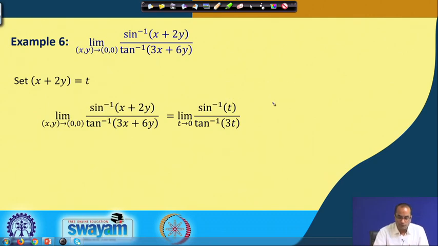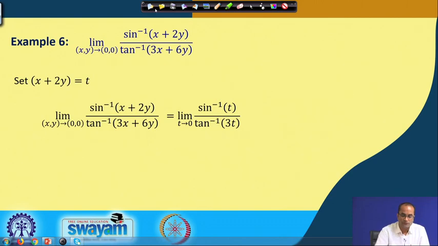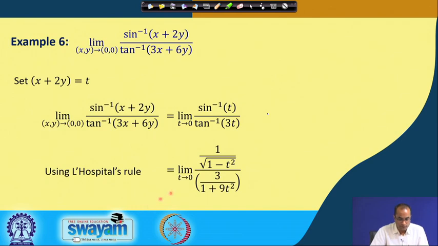apply L'Hopital's rule, which says this will be 1 over square root of 1 minus t squared in the numerator, and 3 over 1 plus 9t squared in the denominator, and then the limit as t goes to 0. As t goes to 0, we get 1 in the numerator and 3 in the denominator. So, this limit will be 1 by 3. Again, this is another approach which could be helpful in some cases when we can change a function of 2 variables to 1 variable.